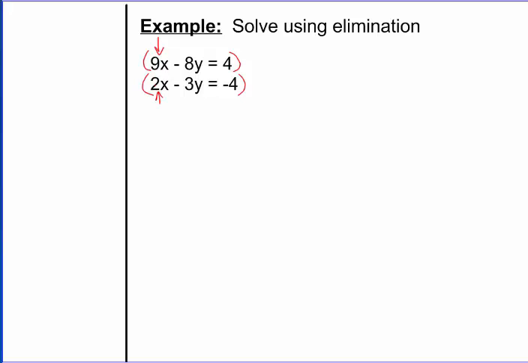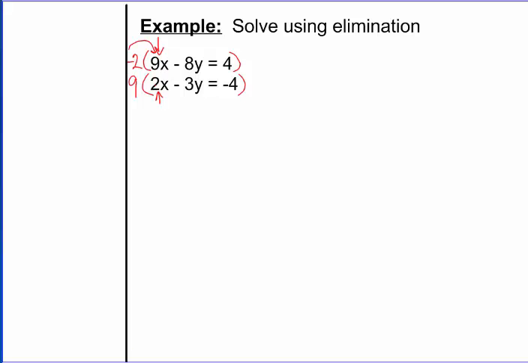Use the 2 on top. I'm going to make that a -2. Use the 9 on bottom. I'll make that a +9. Now, the reason I made one of them negative and left the other one positive is because I want to have the opposite value in front of the x, so that when I add the equations, they will cancel out that variable. So now we're going to distribute.